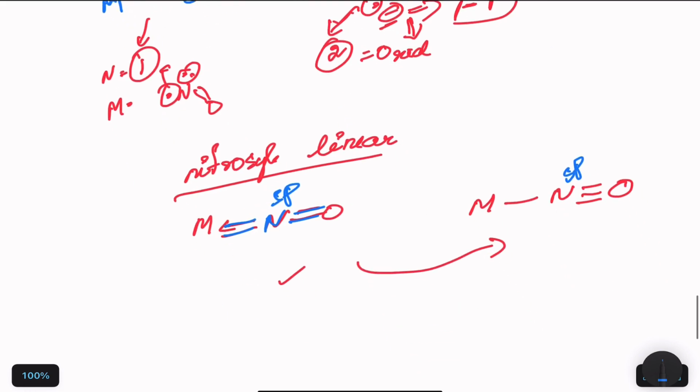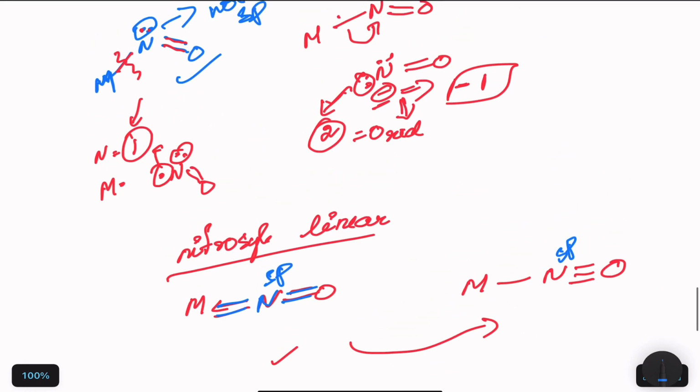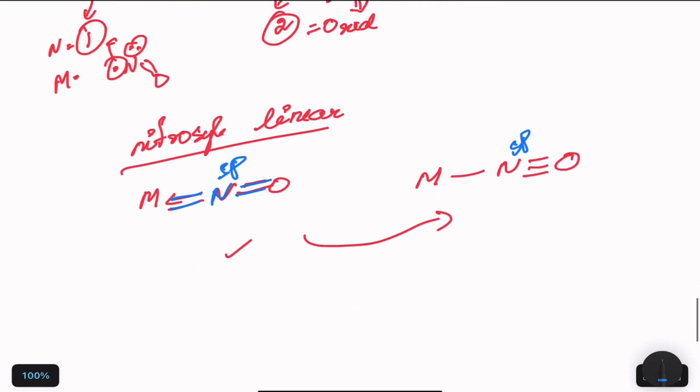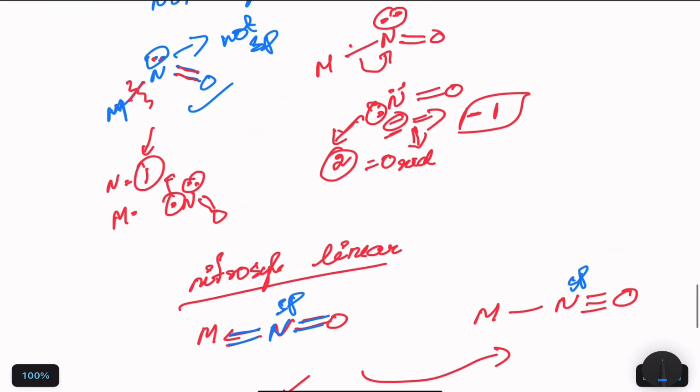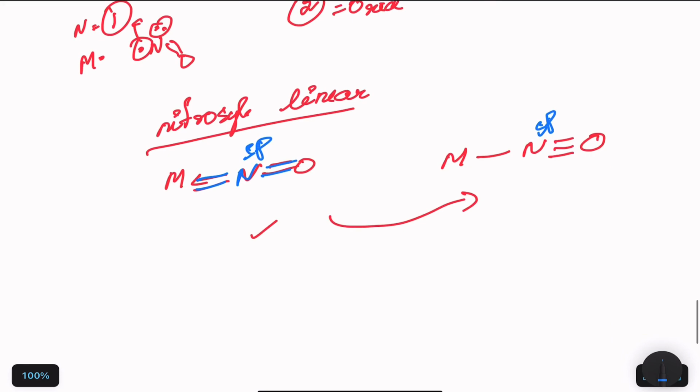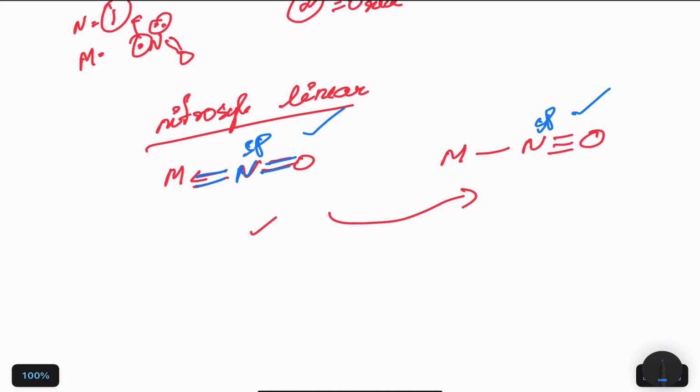sp3 hybridization. But sp2 hybridization, in this case it is sp2 here, and here it is sp hybridization. So this is also correct, this is also correct. Here what I have to do is first check for oxygen. Oxygen will have how many electrons? 1, 2, 3, 4, 5, 6. Everything is correct.